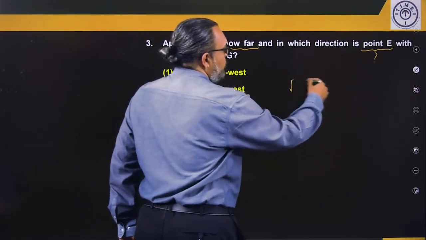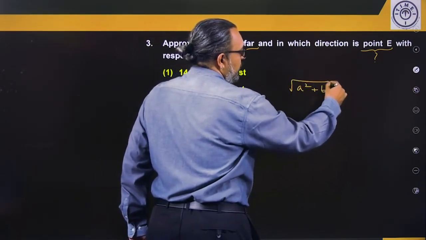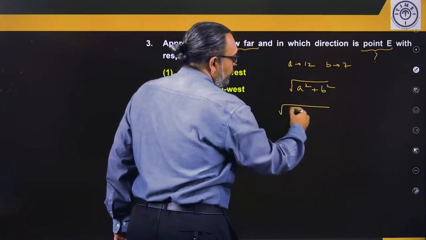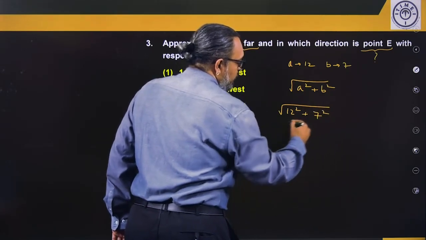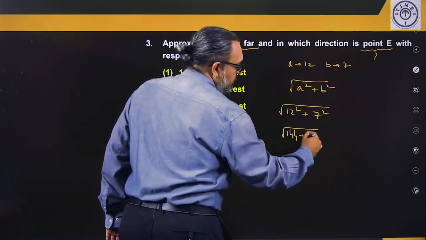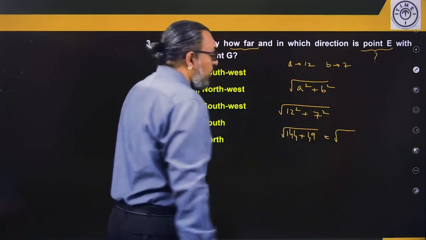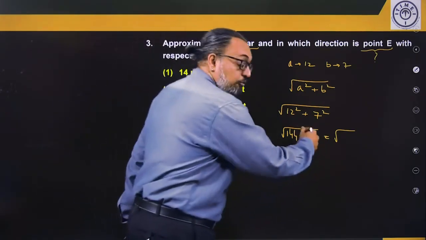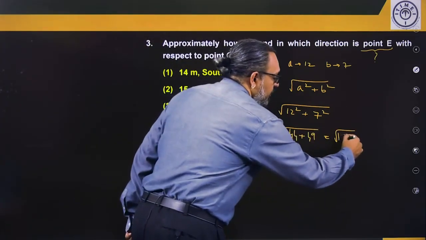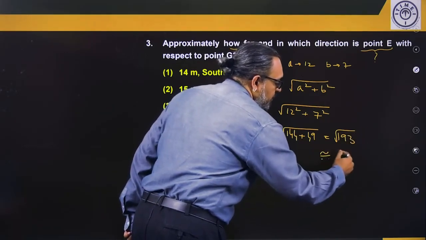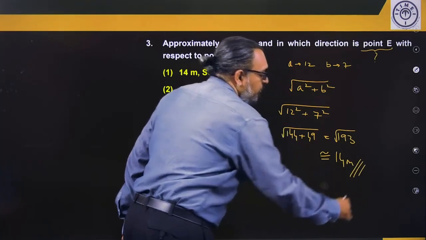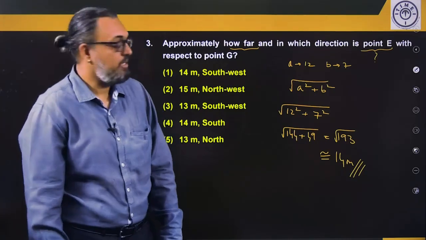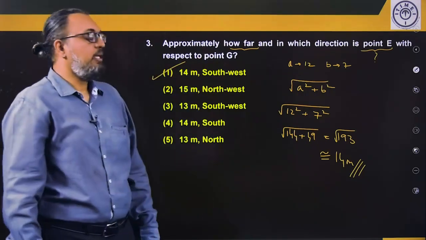So we can say under root of a square plus b square. So a is 12 and b is 7. Now you do it under root of 12 square plus 7 square, which is under root of 144 plus 49. Now if I had 50, I would have 194. Because it has 149, one less than that, it is 193, which is approximately 14 meters. Why? Because the nearest perfect square is 196, 14 square. Correct? So 14 meters southwest is what we give as the answer.